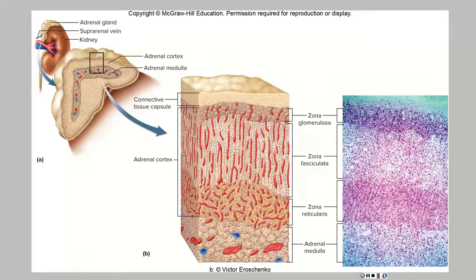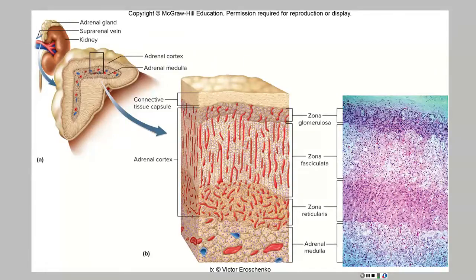Hyposecretion is Addison's disease, as we saw up with aldosterone. In Addison's disease, there's not enough aldosterone, there's not enough cortisol. You get things like weight loss, low blood glucose, low blood sodium, high blood potassium, dehydration, and hypotension. Hypotension is low blood pressure.